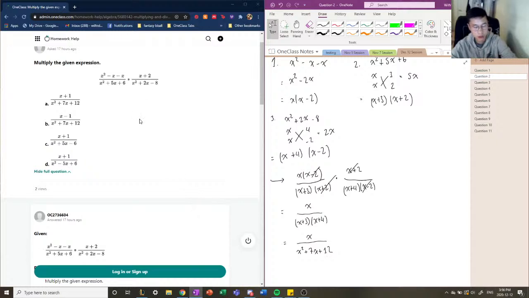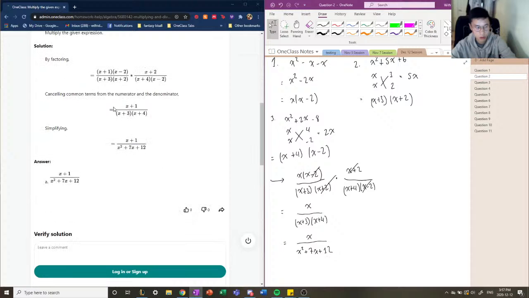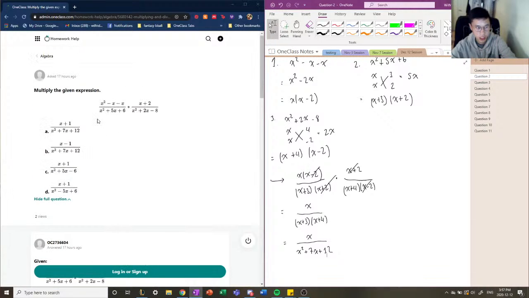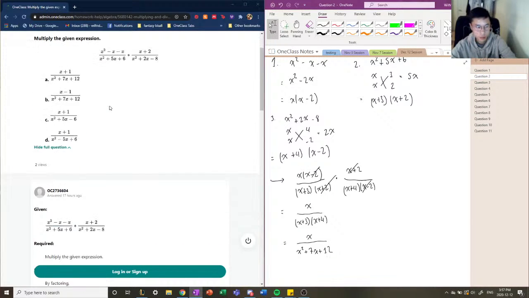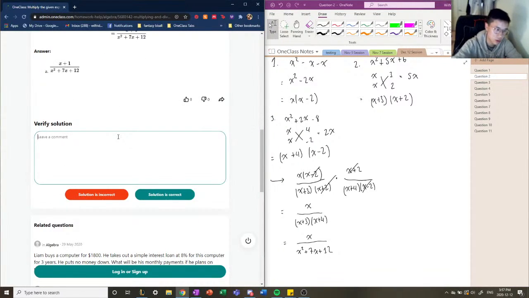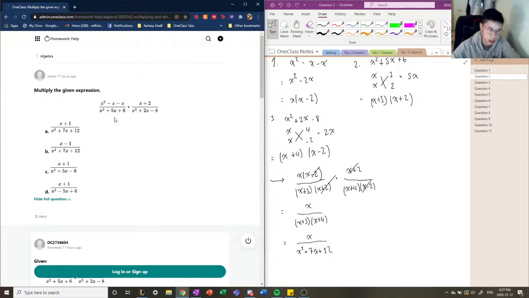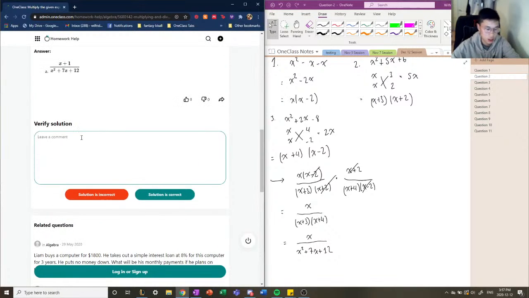Okay. So looking at this question here, I believe that the question was misprinted. I believe this should be x squared minus x minus 1 because all the answers have a factor of x plus 1 at the top. So I believe the junior tutor actually assumed that it was x squared minus x minus 1. So I'm going to say that the solution is still correct because the solutions here are based on the fact that this top numerator is x squared minus x minus 1. So the solution is correct.